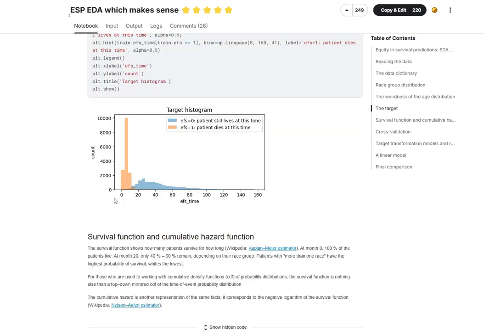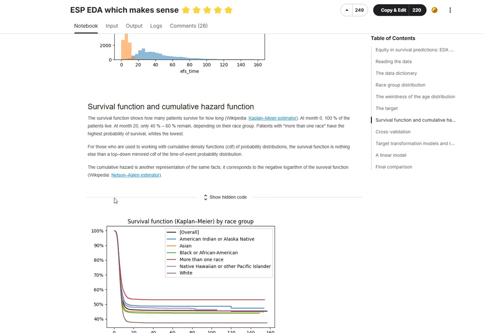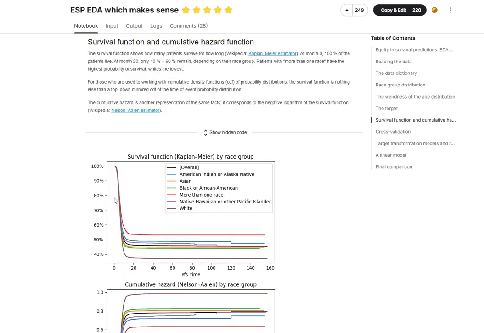Here's where survival analysis gets its name. The notebook plots the survival function, also known as the Kaplan-Meier estimator. This shows the probability of a patient surviving over time. At time 0, 100% are alive. As time goes on, the probability decreases. The key takeaway here is that the survival curves are different for different race groups. Patients with more than one race have the best survival probability, while white patients have the lowest, at least in this dataset.